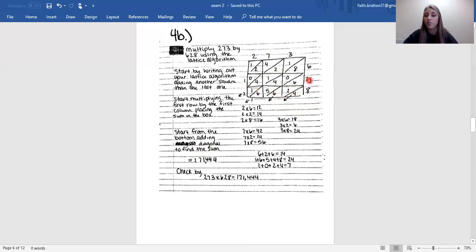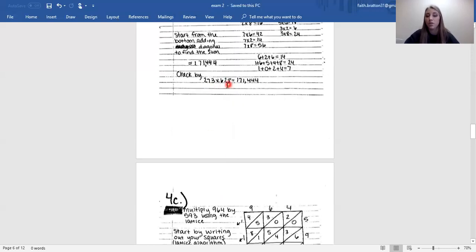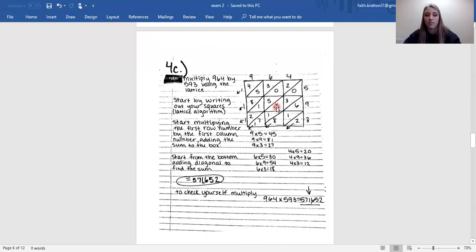And if you have one that goes over, like 6 plus 6 is 12, you put the 2 here and add the 1 to the next one. So then we'll have 6 plus 1, 7, and all that makes 24. Put the 4 here, and you'll add the 2 to the next one. And it'll come out to be 171,444. Then you can check by multiplying 273 by that to make sure you get the right answer.